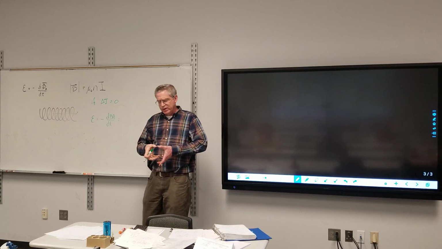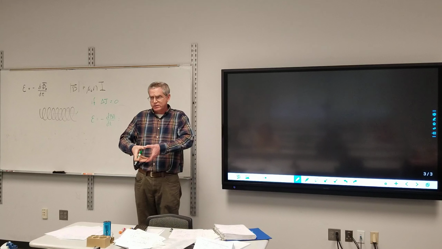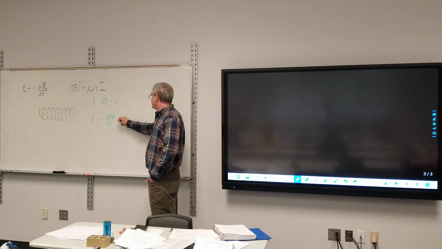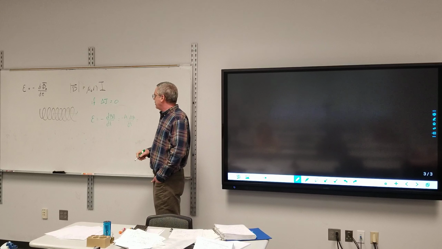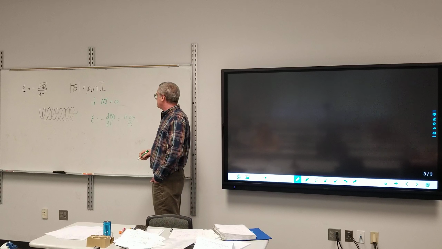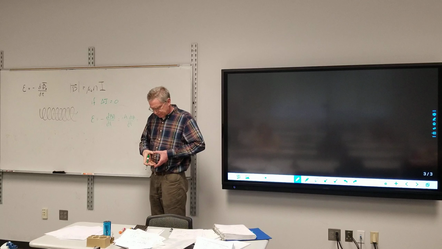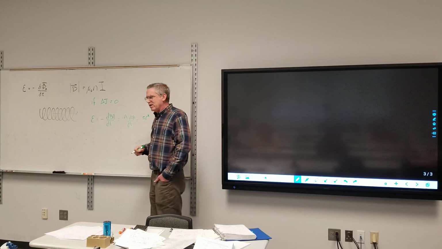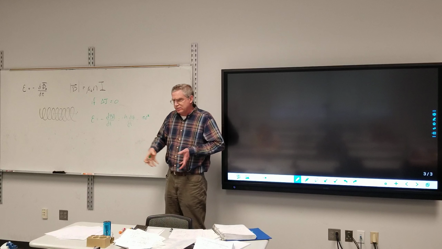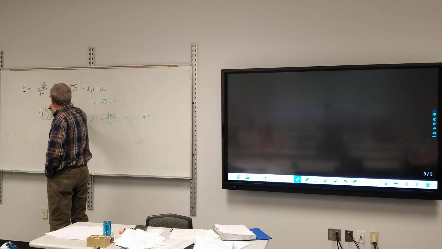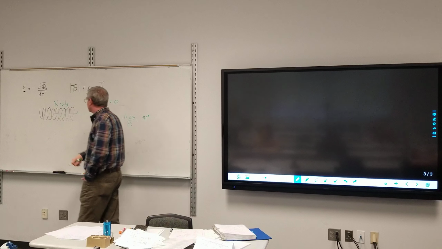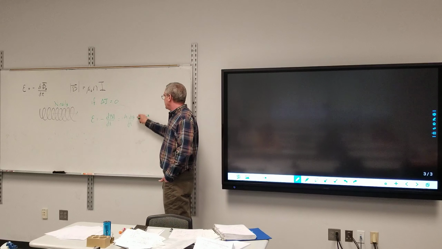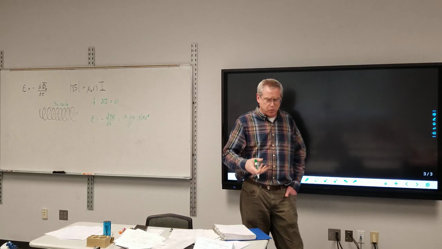Since the area of the solenoid is staying constant, that's the area of the coil itself, that area pops out, and I'm left with dB/dt. The area of my coil: I've got a coil here, so it would be pi r squared. But I also have a whole bunch of coils. If I have capital N coils, then my area really is N times pi r squared, because each one has its own area.